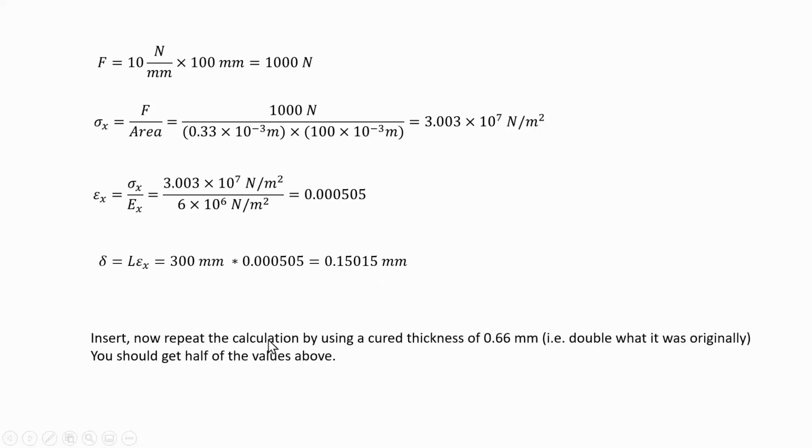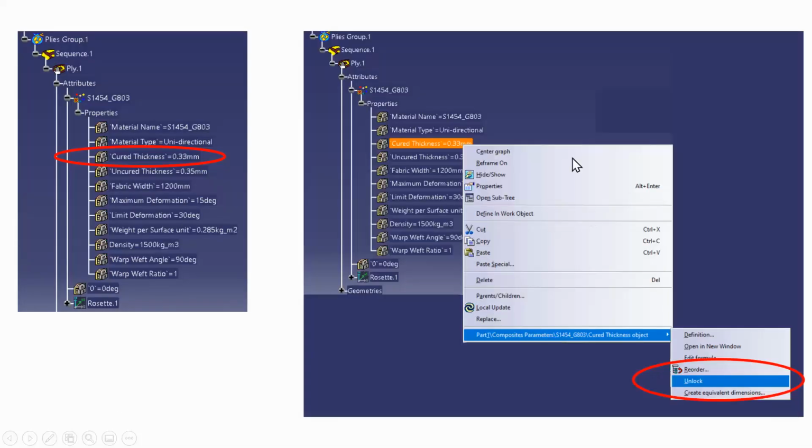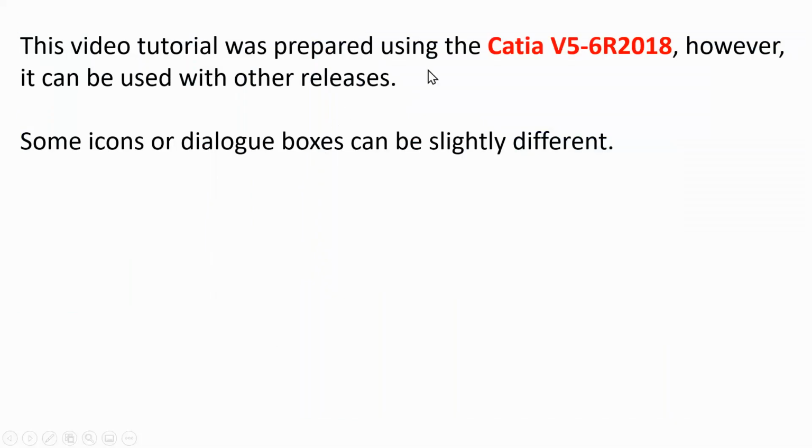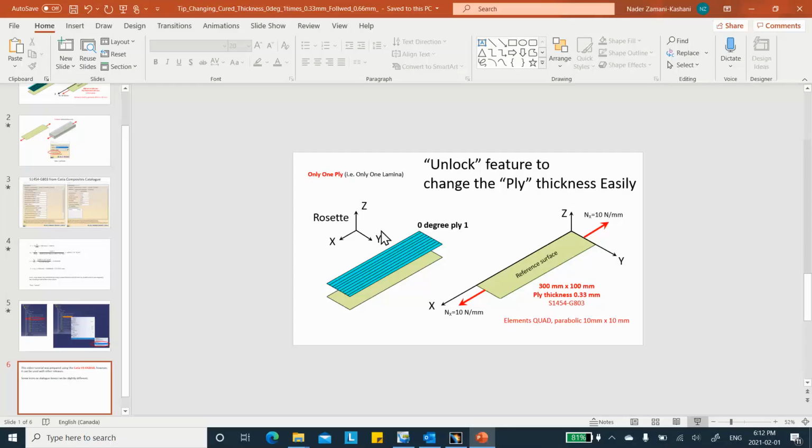Next, I'm going to change this thickness from 0.33 to 0.66 and repeat the problem. I'll show you how to unlock it, and when we get there, you'll see. This was done in Catia V5-6 Release 2018, and there are some minor differences in the interface with some of the older releases, probably prior to R20, I don't know, 14, 13, whatever. Okay, let's go ahead and do this.